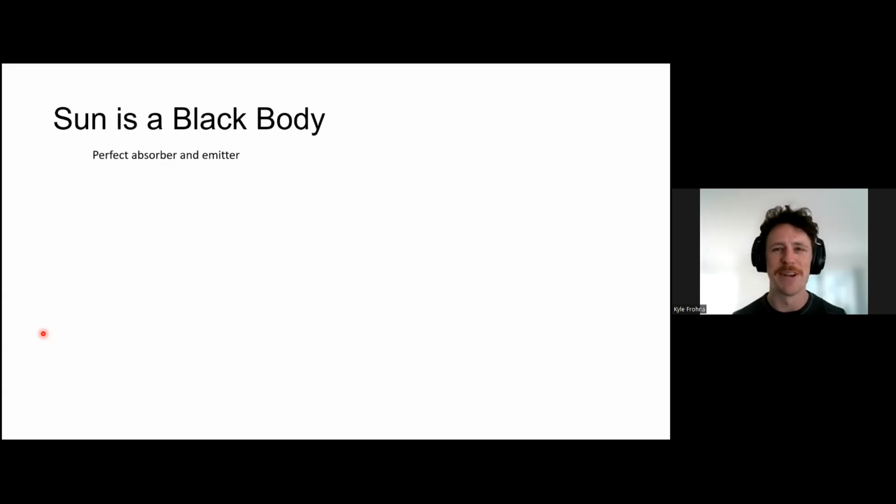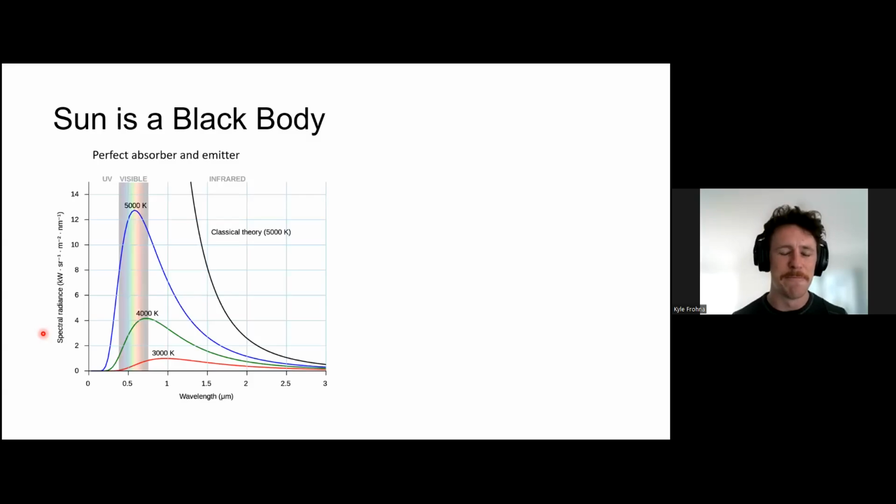So first of all, back to basic physics 101. The sun is a black body, which is a perfect absorber and emitter. And this is the spectrum of the emission or the radiation of the sun from Planck. This is Planck's radiation law, and it can be written as the product of these two contributions.